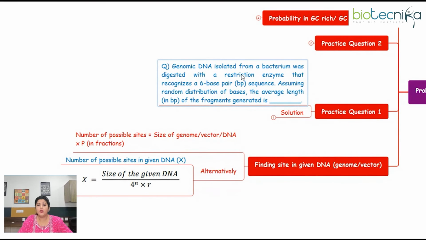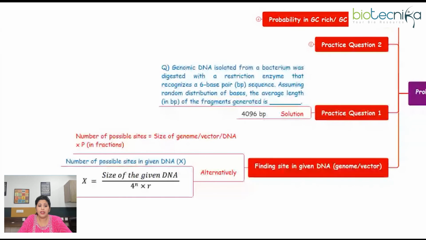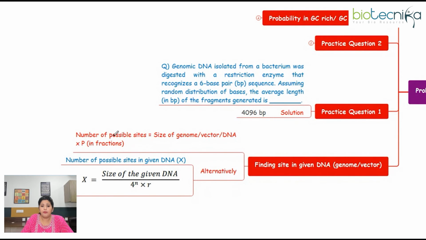So we very well know that in order to determine the probability of a restriction site, we use the formula P equals 1 by 4 raised to power N, where P is the probability. So N here is 6. So it will be 1 by 4 raised to power 6, and on solving you will get 1 by 4096. And it is mentioned that you will not write the answer 1 by 4096, you will write 4096. Why?